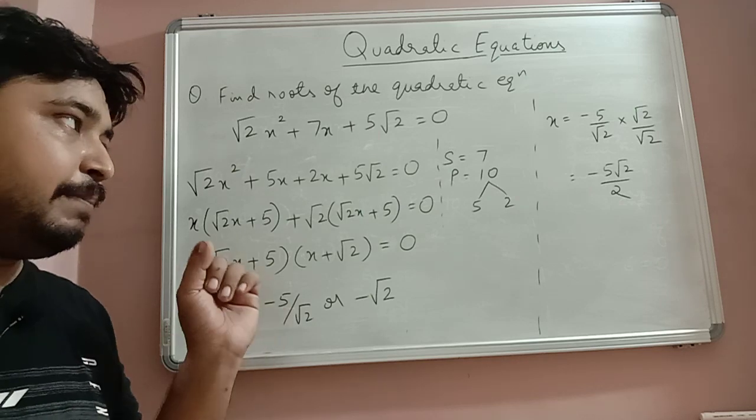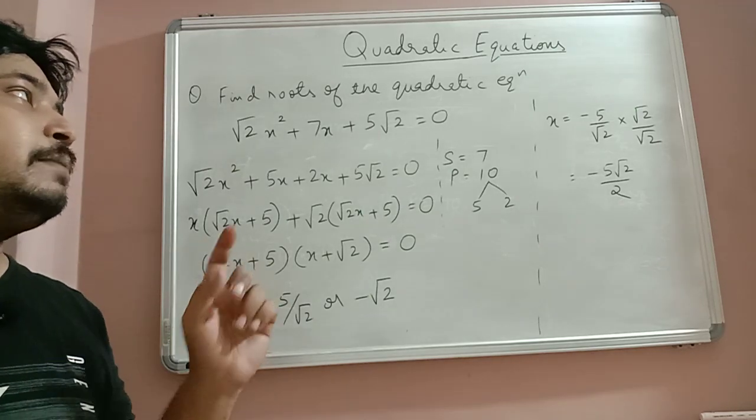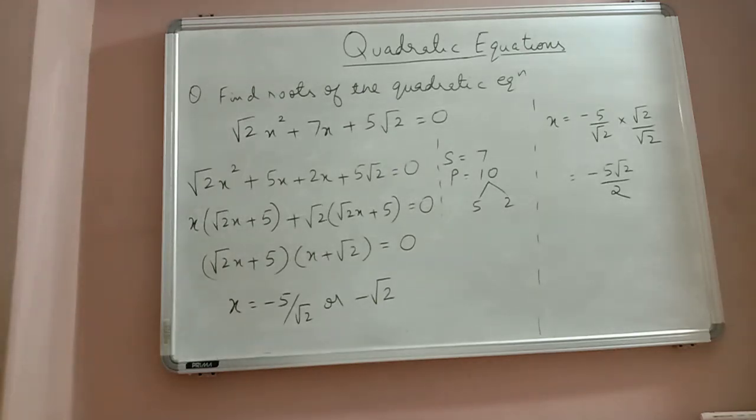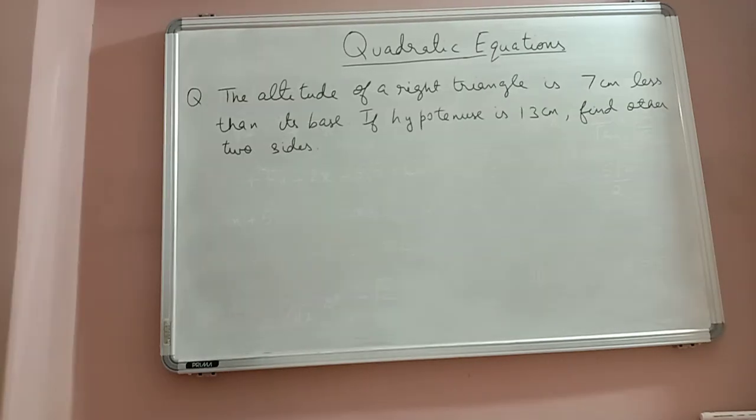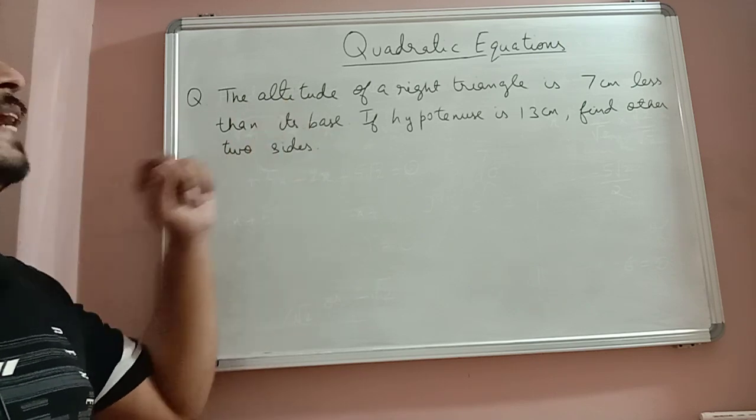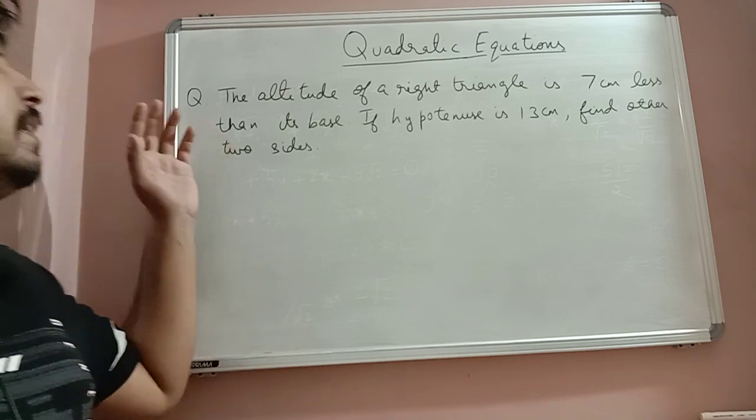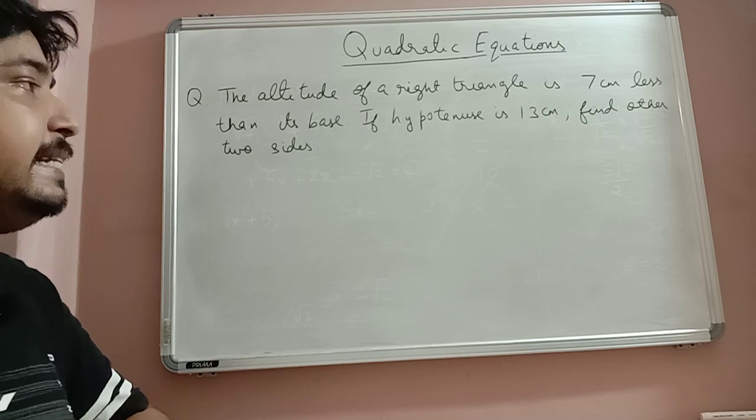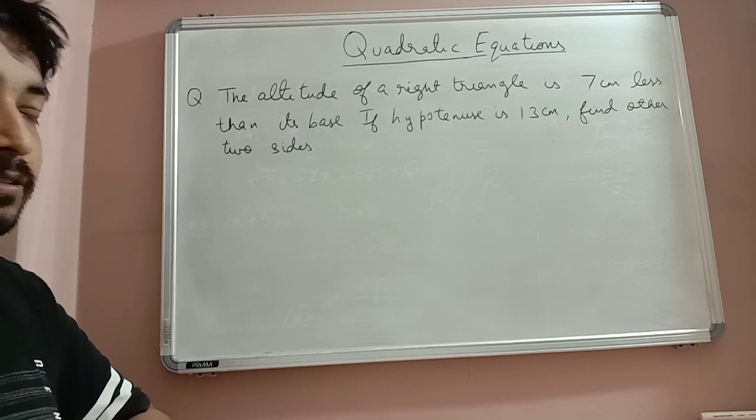Alright, now let's take up a word problem in order to support all of these concepts. Alright students, let's take up another question. The question says if the altitude of a right triangle is 7 centimeter less than its base, if hypotenuse is 13 centimeter, find other two sides.